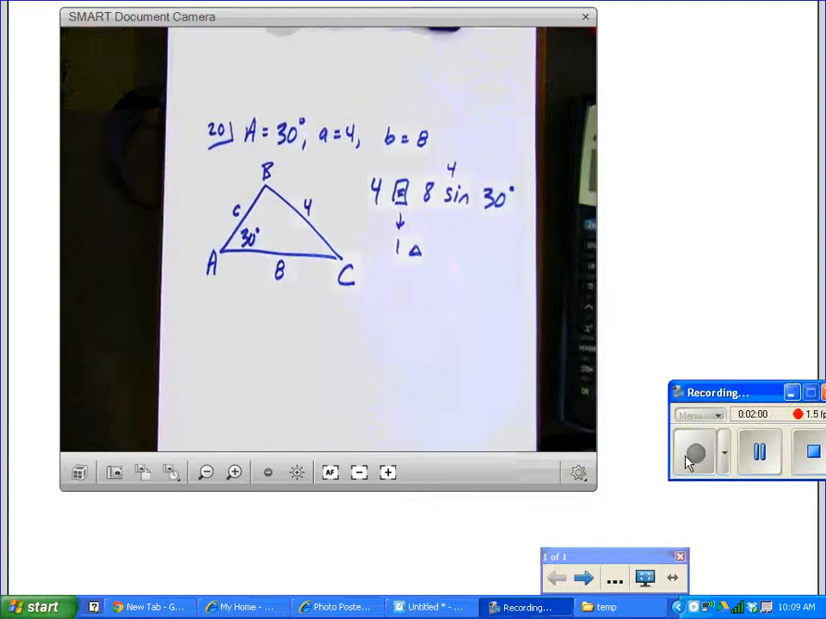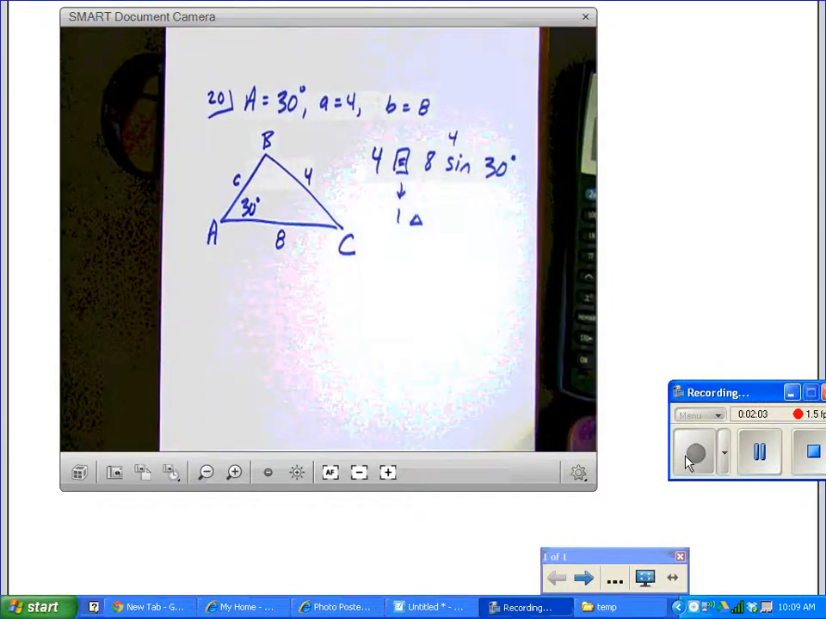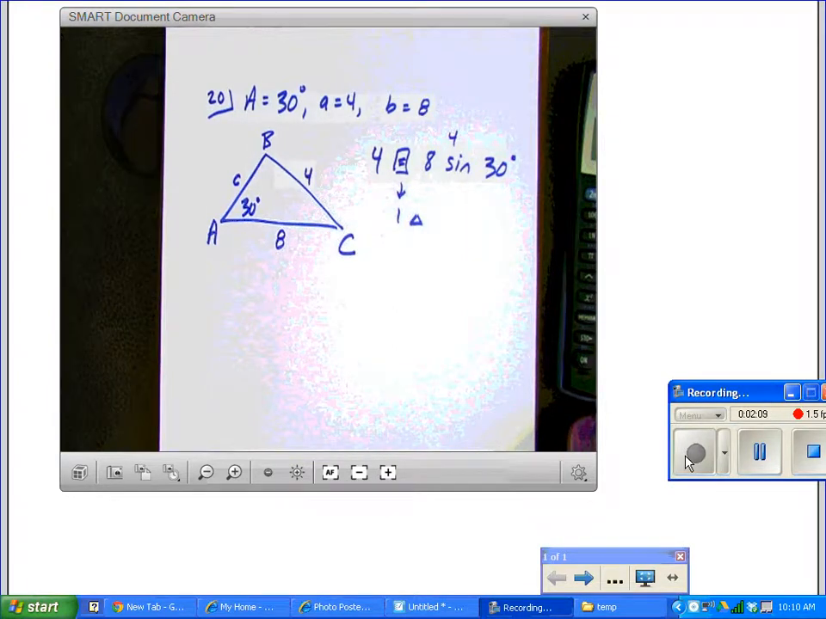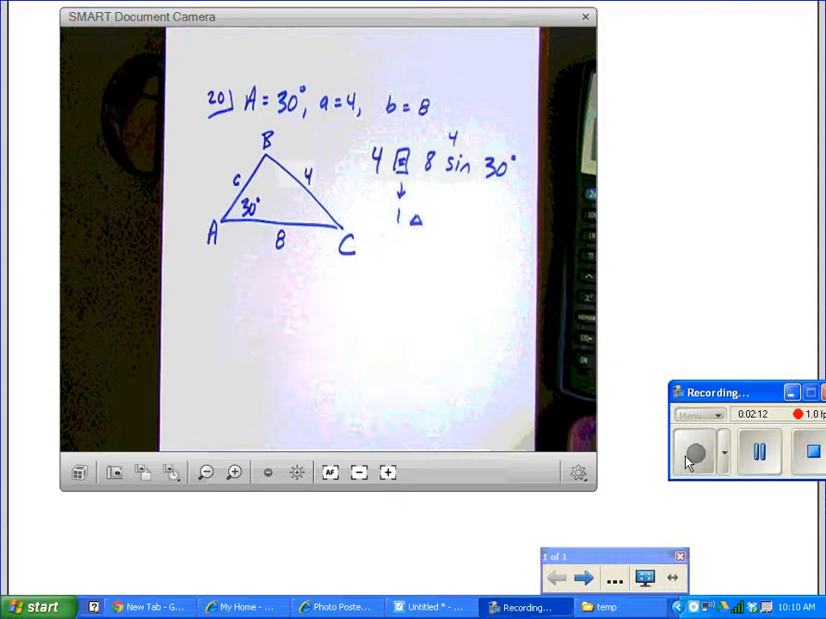I don't know, I hadn't figured that out. It's probably just going to be worth twice a normal problem because you're doing two triangles. I'm trying to work that out right now, figure out how to count that.